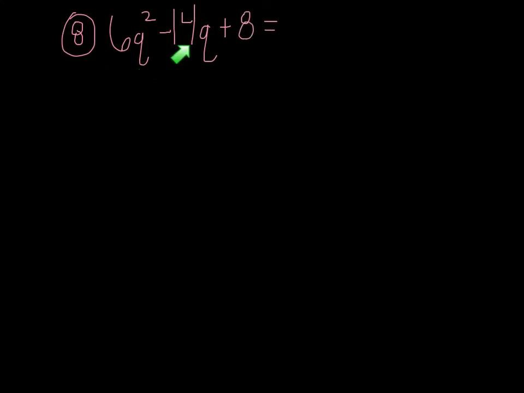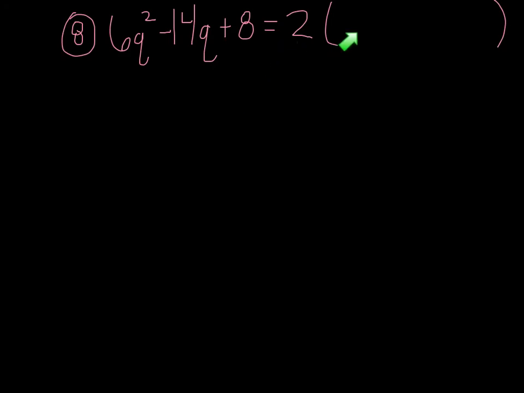Let's try another example. So number 8. They give us 6q squared minus 14q plus 8. So I begin by checking all three terms, and I realize they're all even. 8, 14, 6. So I can factor out a 2. So I'm going to factor out a 2.